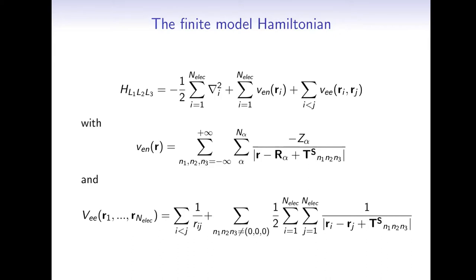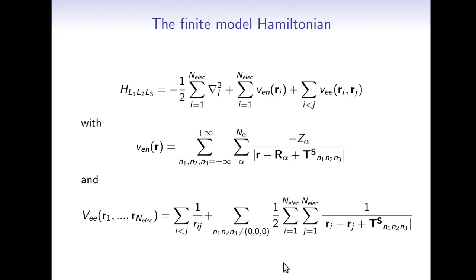Okay, so now you are led to a standard Hamiltonian where you have the kinetic energy. Everything is the same except that you take the electron-nuclei interaction, which sums up the interaction of your electrons with all the nuclei, which are translated by a super lattice vector. Exactly the same for electron-nuclei and electron-electron.